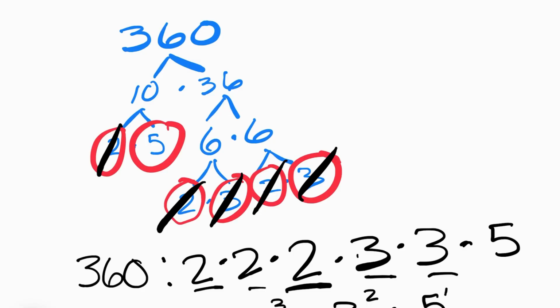So the prime factorization of 360 is 2 to the third times 3 to the second times 5 to the first. All right.